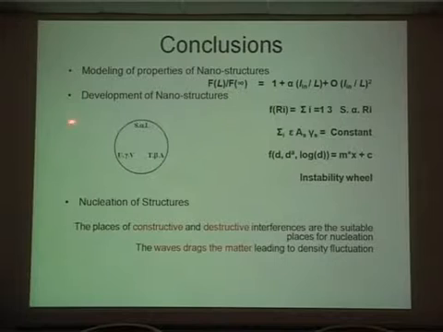The overall conclusion: the modeling of properties of nanostructures is given by literature, and these are the sets of things I have claimed, along with the instability wheel. For the nucleation of the structure, I have given two postulates: constructive and destructive interference of the waves are the suitable places for nucleation, and the waves drag the matter in some way or other.